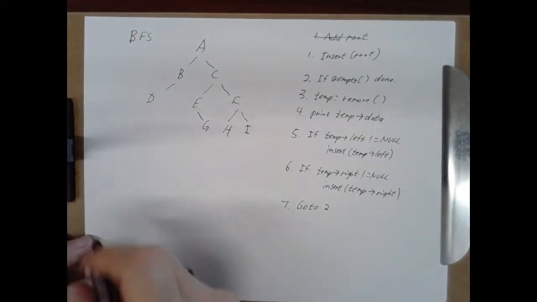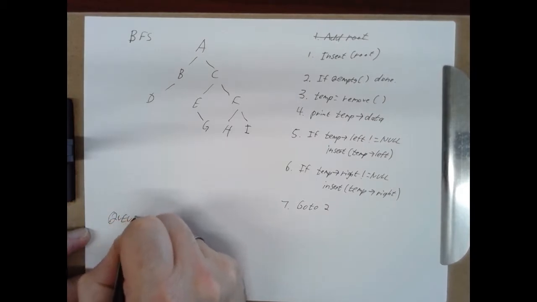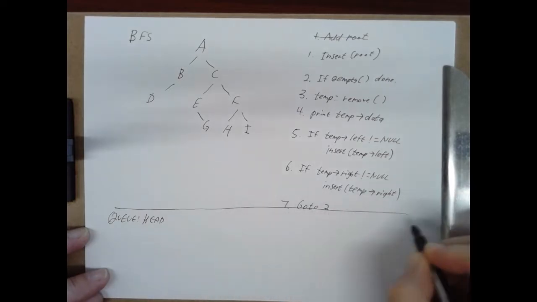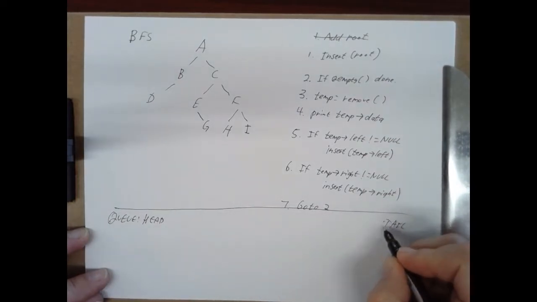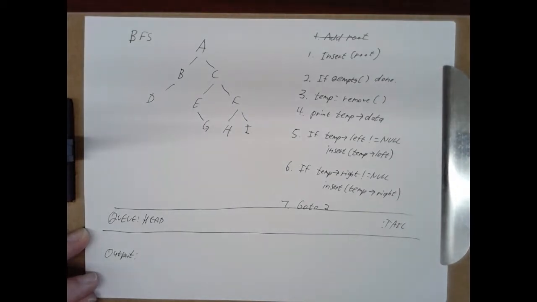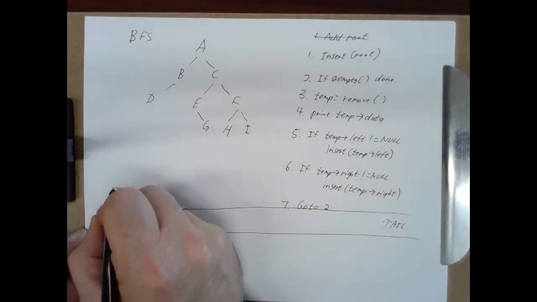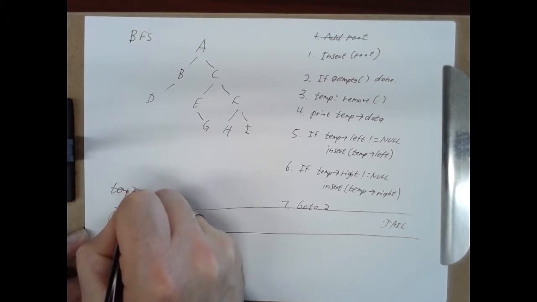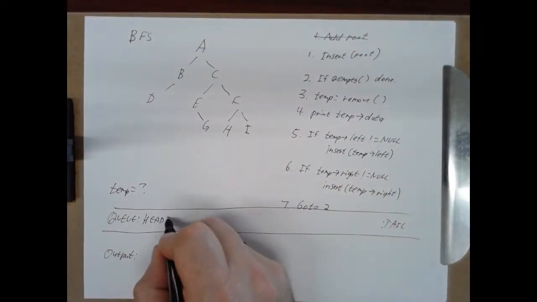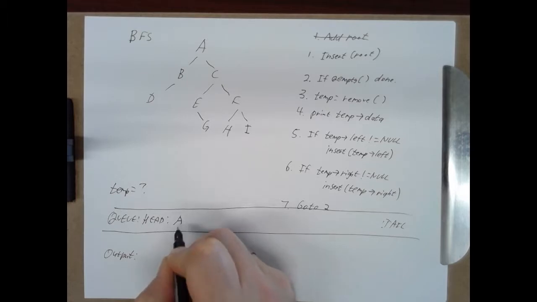So let's see what this does. Here's our queue. Here's the head, and here's the tail. Here's what's being output, so I'll record everything that's printed. And we have one temporary variable called temp, which doesn't have any initial value. All right, step 1, we seed the whole process by inserting the root into the queue. So A goes into the queue.